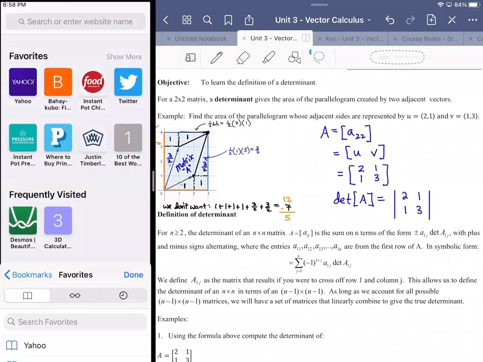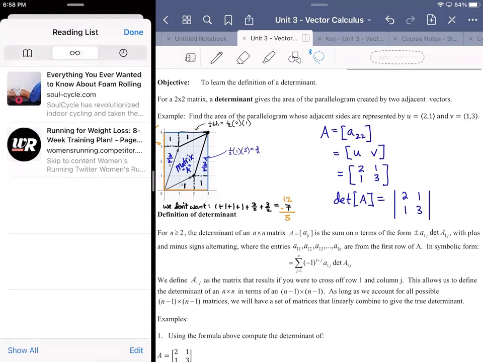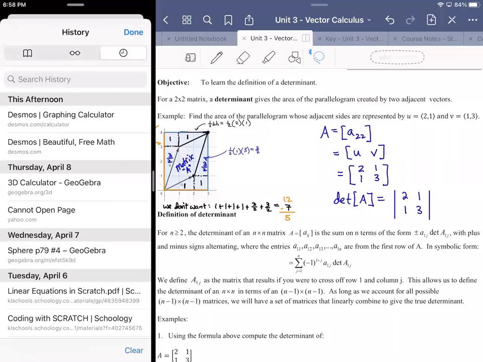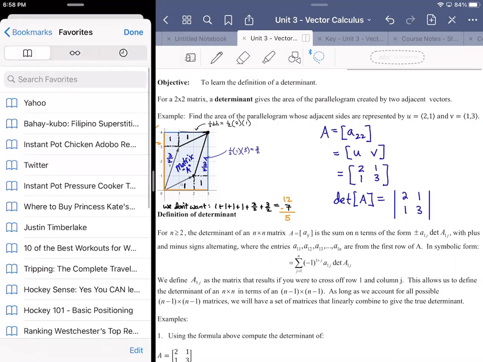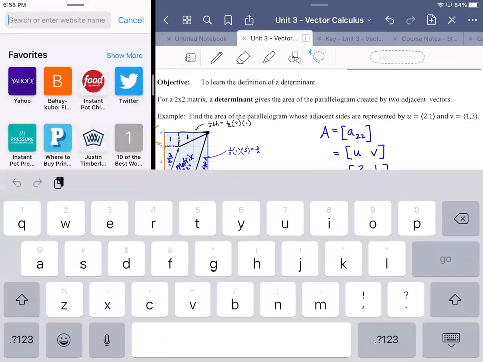Let me go to my bookmarks under this one. No. Running for weight loss, no. Foam rolling, very helpful, but no. Desmos, sphere, no. Okay, well, I guess I'll just have to type it in. Filipino superstitions. My wife apparently got into this. Justin Timberlake apparently is very big on her. Okay, well, that sucks.